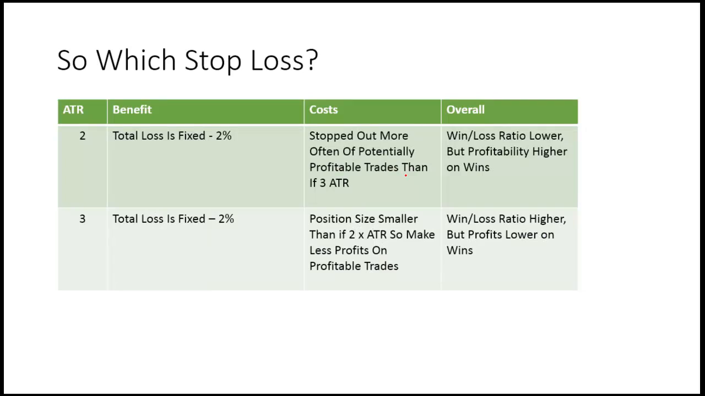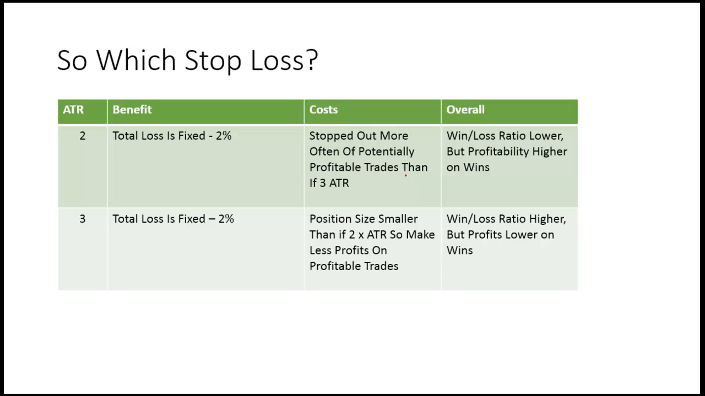Let's say your average true range is 2. Well, the benefit is your total loss is fixed at 2%. That's the same benefit as with a 3 ATR. Your total loss is fixed at 2%. So the benefits are the same. What are the costs then? Well, the costs are you're stopped out more often of a potentially profitable trade than if you had 3 ATR.